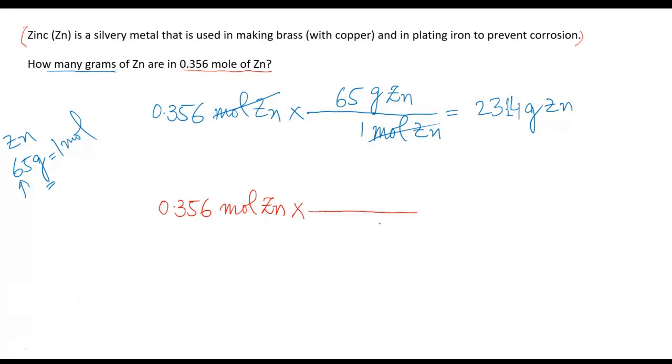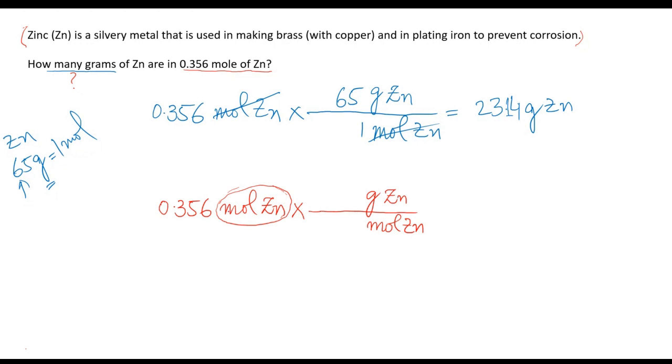Okay, multiply, divide. What will you write down? What is written here? Same unit here. This one, you will write this. Mole of zinc. And what will you write up? What is given? What is to be calculated? Grams of zinc. You have to calculate.